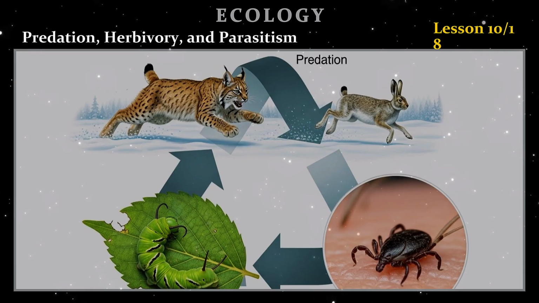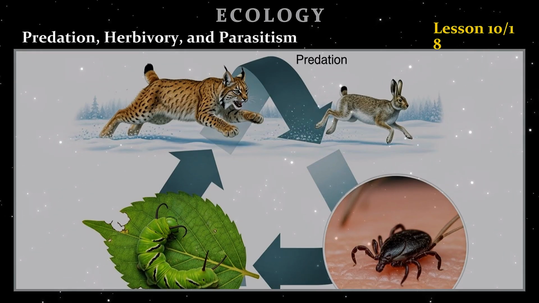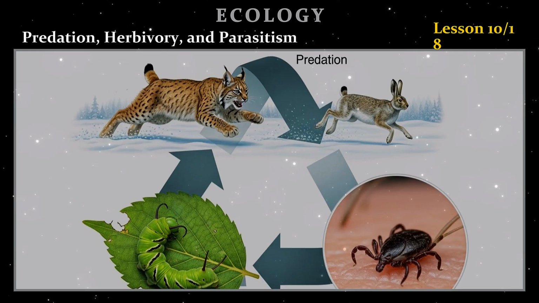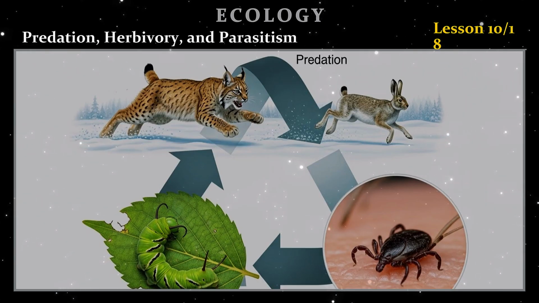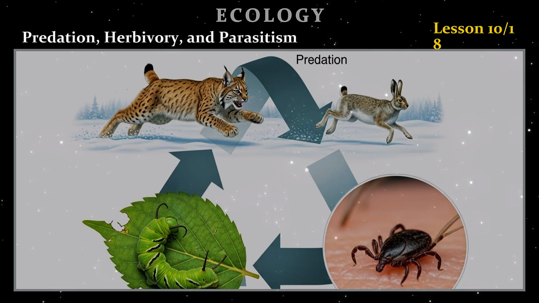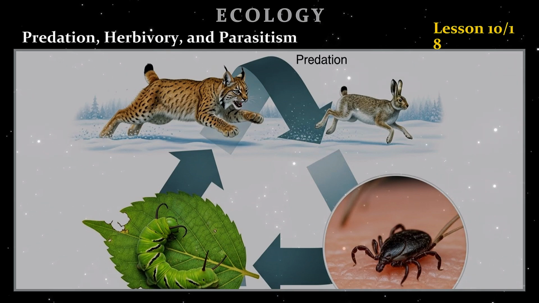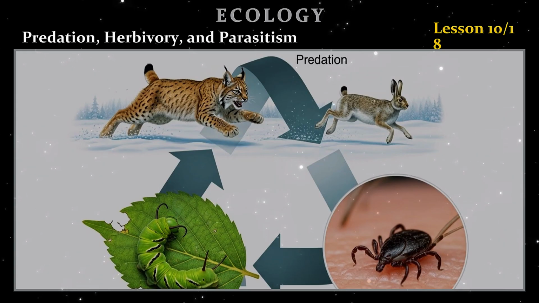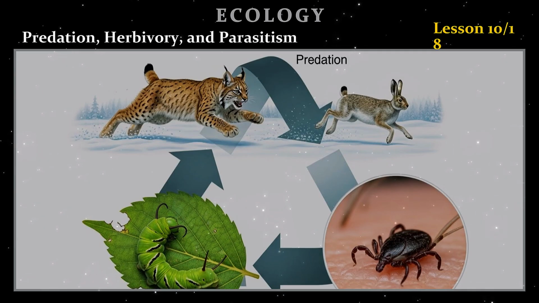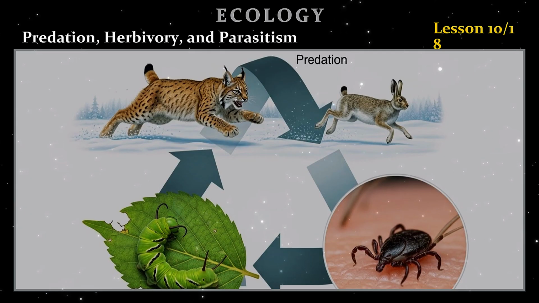Every 10 years, the hare population explodes. The lynx population, seeing an abundance of food, explodes shortly after. But then, the lynx eat too many hares. The hare population crashes. The lynx, now starving, crash as well. This allows the vegetation to recover, the few remaining hares to breed, and the cycle to begin again. It is a heartbeat of the forest, driven entirely by predation.